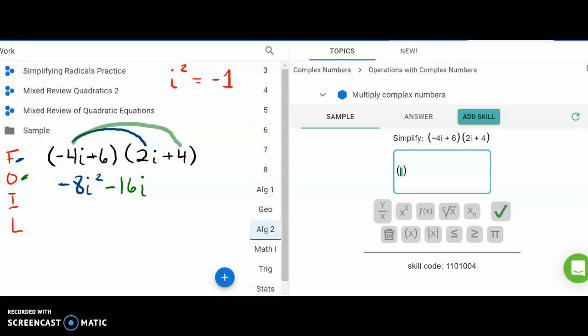And now we're up to inner, which is just the middles. 6 times 2i, that would be 12i. And then last, this is going to be 6 times 4, that's just a positive 24.